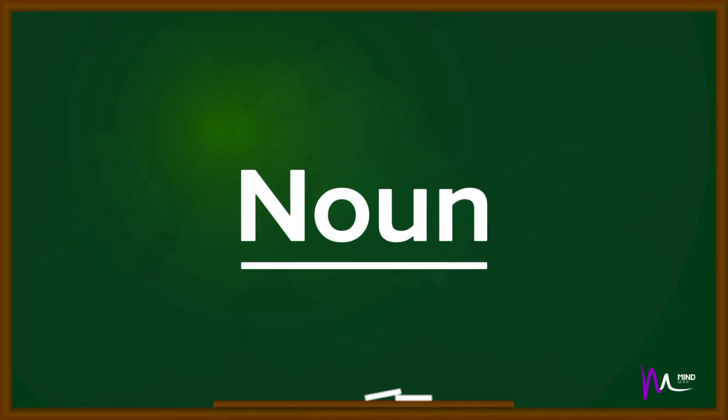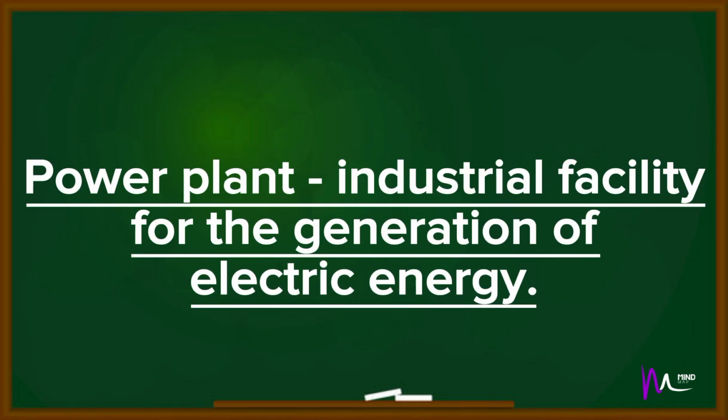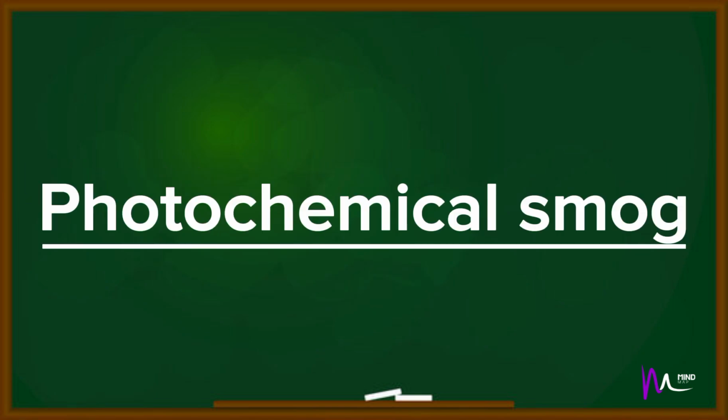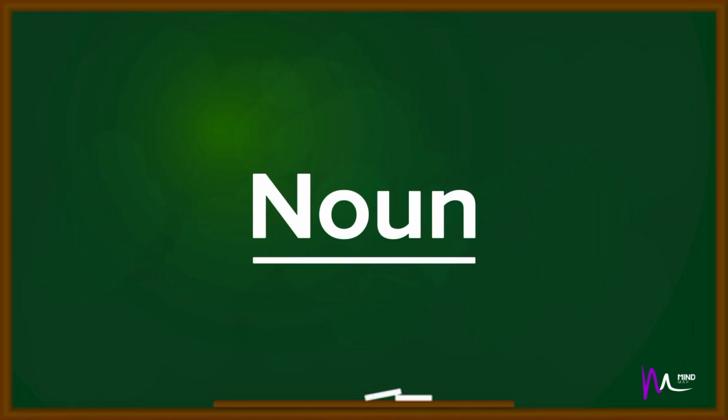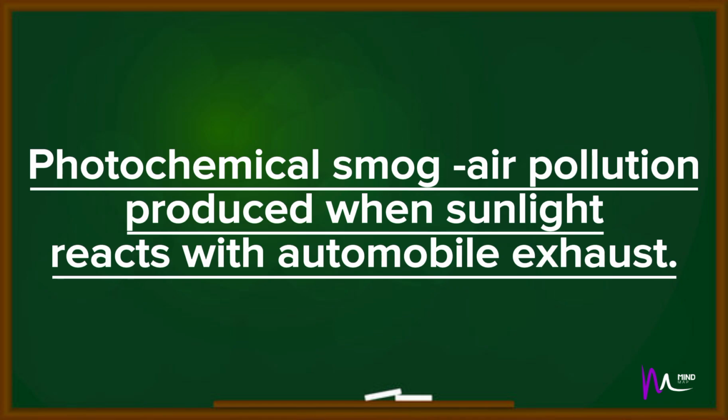Power plant. It's a noun. Power plant, industrial facility for the generation of electric energy. Photochemical smog. It's a noun. Photochemical smog, air pollution produced when sunlight reacts with automobile exhaust.